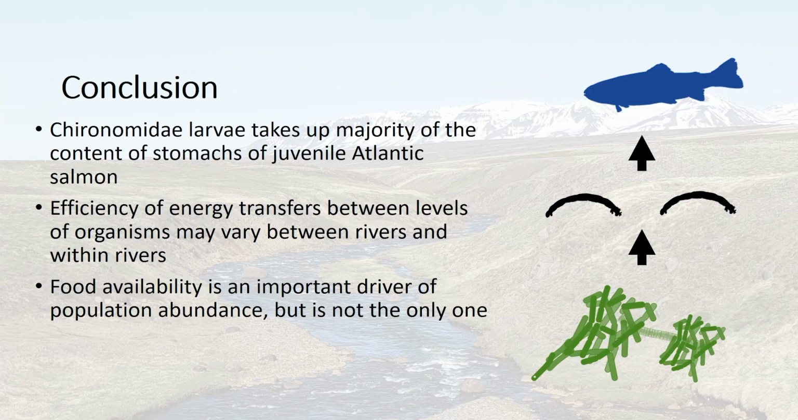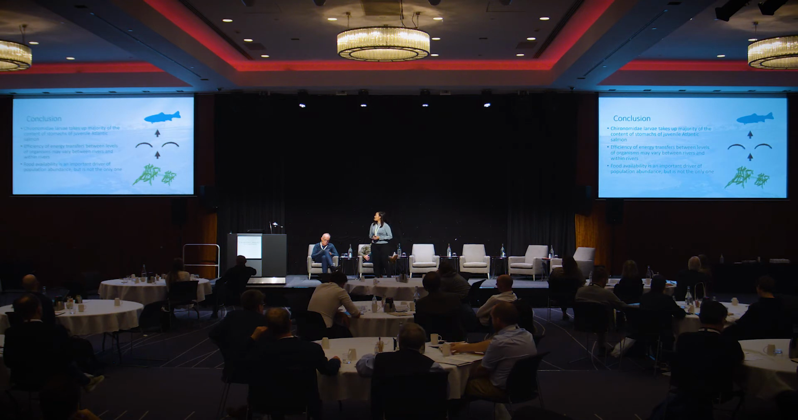So in conclusion, chironomid larvae make up the majority of the stomach content of juvenile salmon, and the efficiency of energy transfer between the different levels of organisms could vary between the rivers as well as within the river. And most importantly, food availability is an important driver of population dynamics, but it is also not the only one.